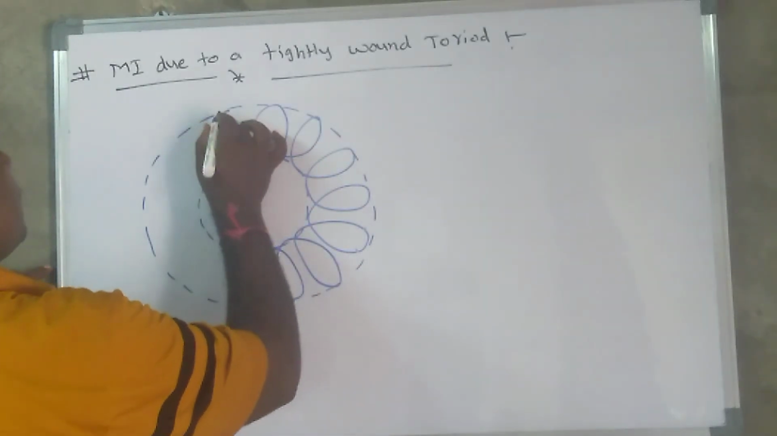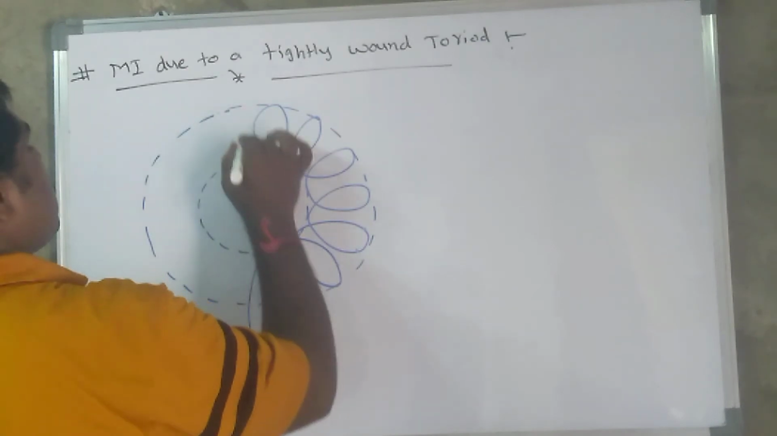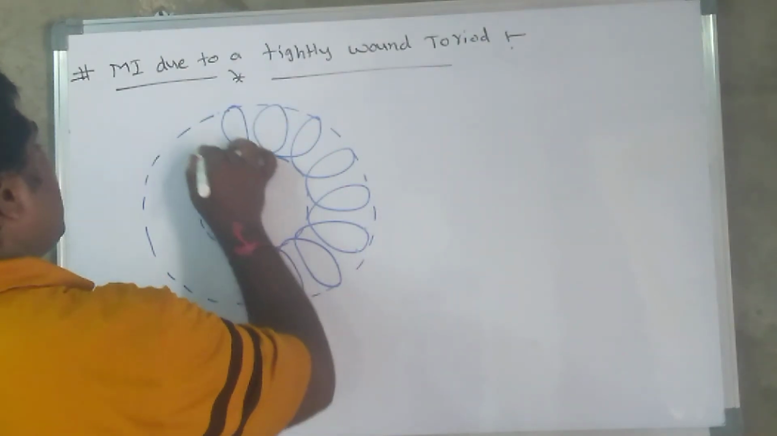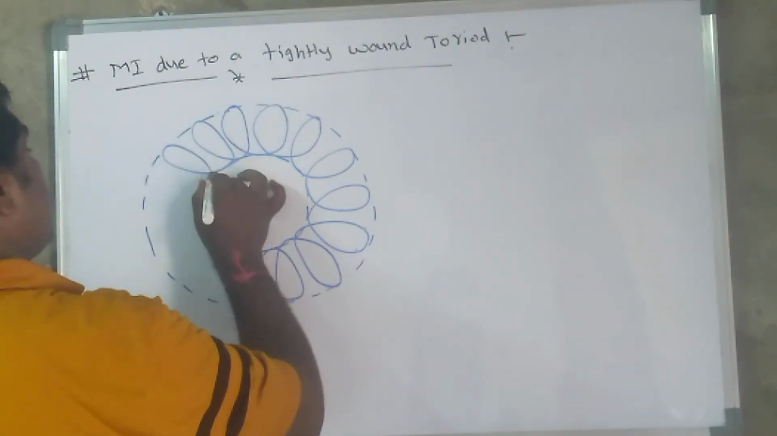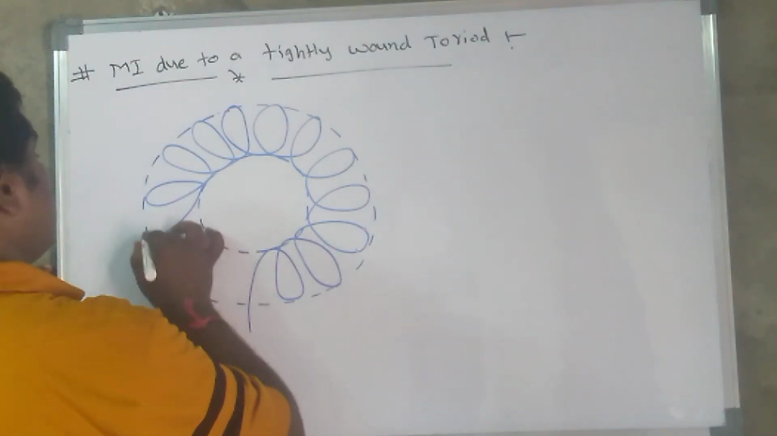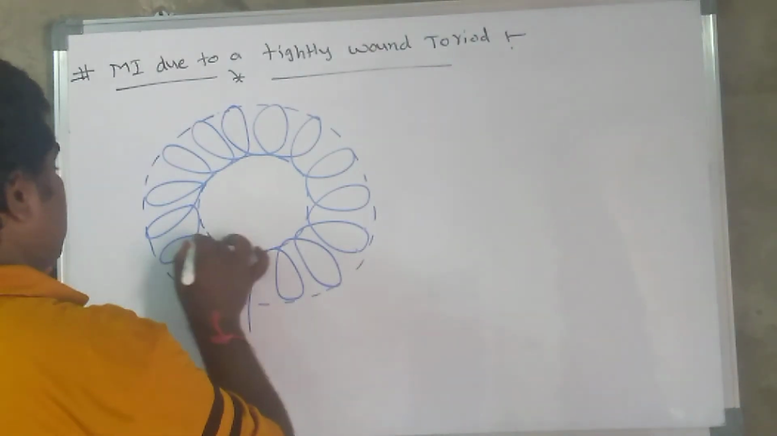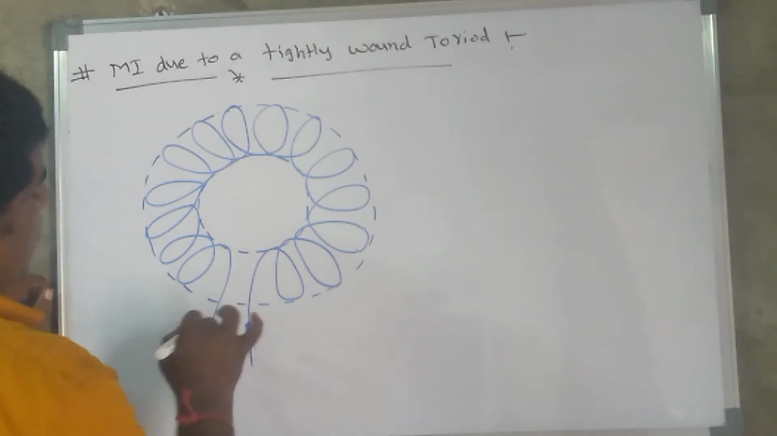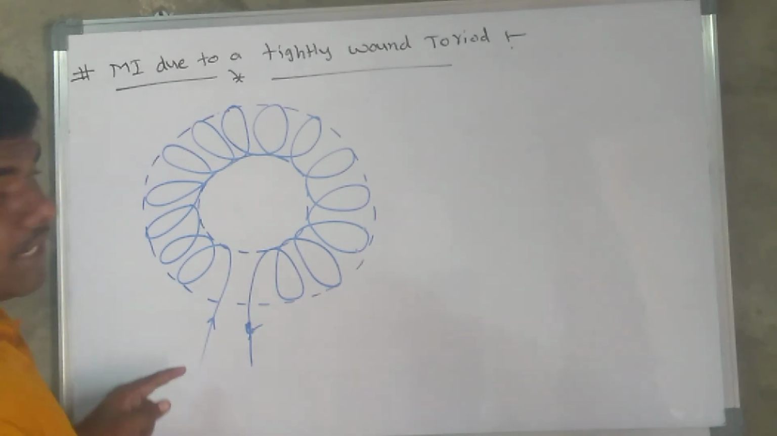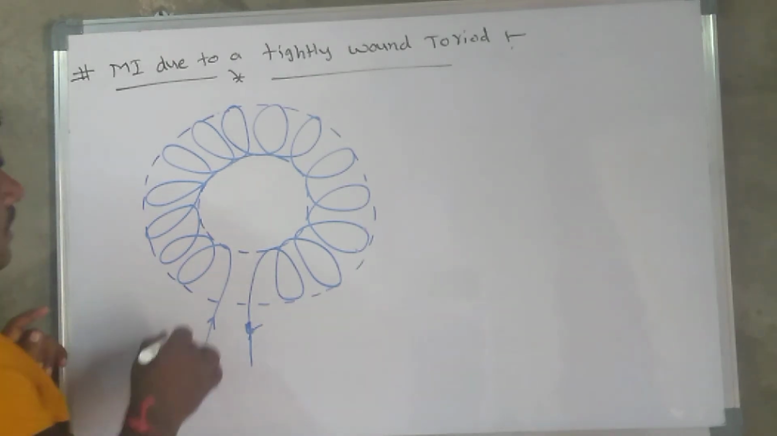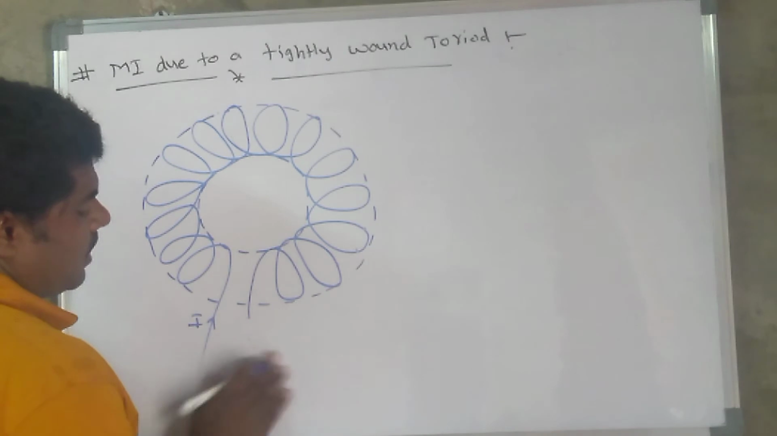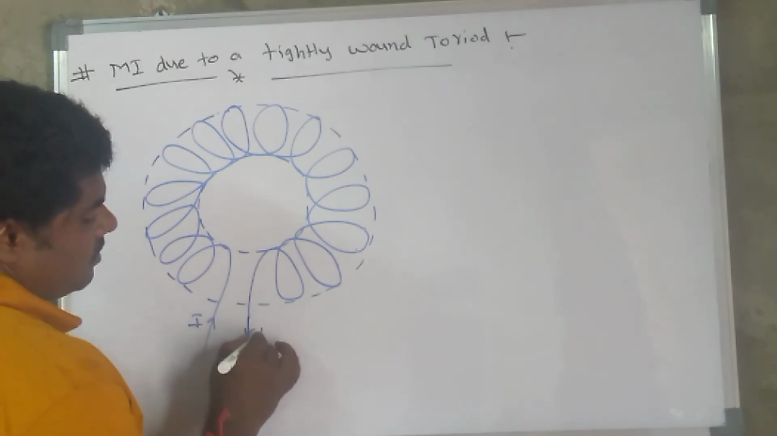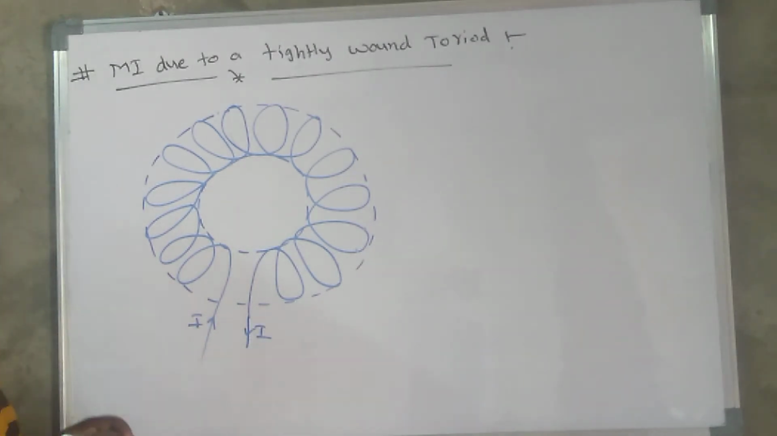The inner radius is a small r, and here is the outer radius, another radius. Here the current is entering and here the current is leaving, like this. This is the current.